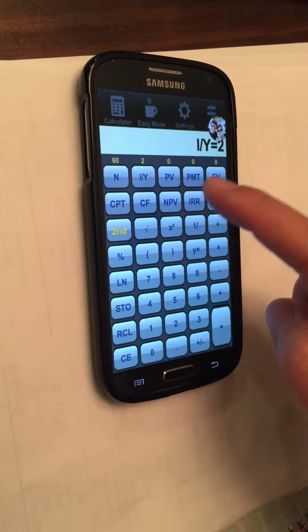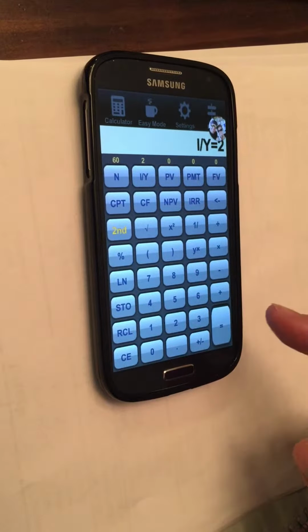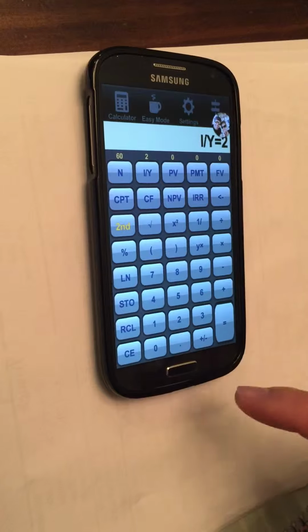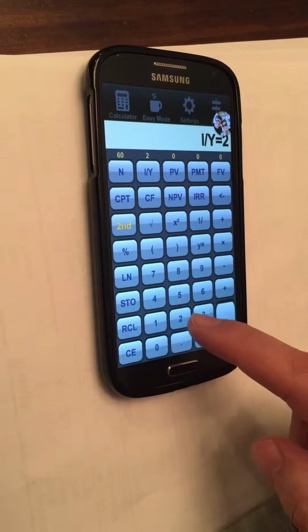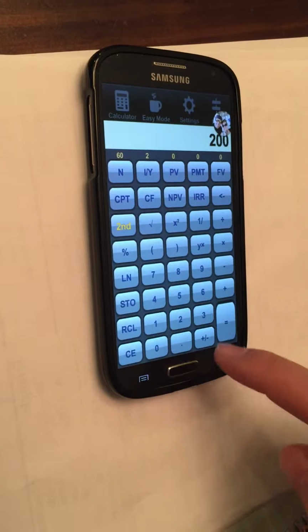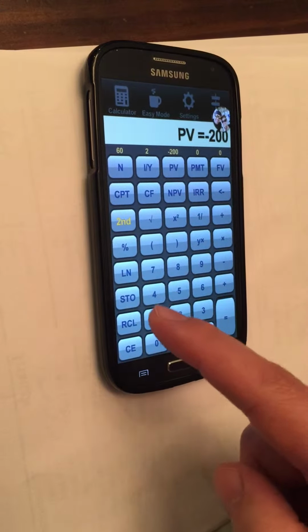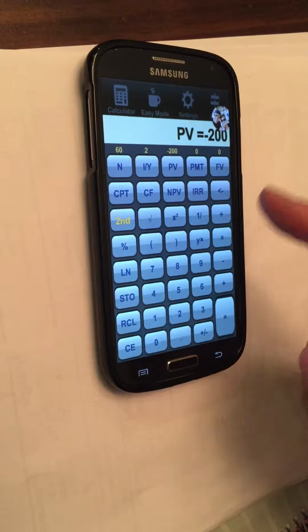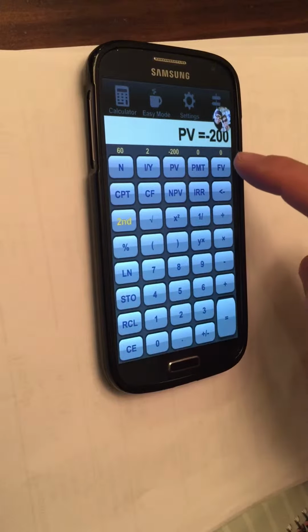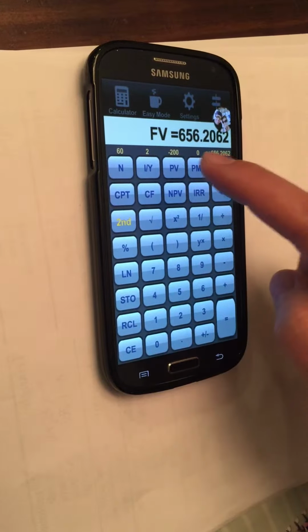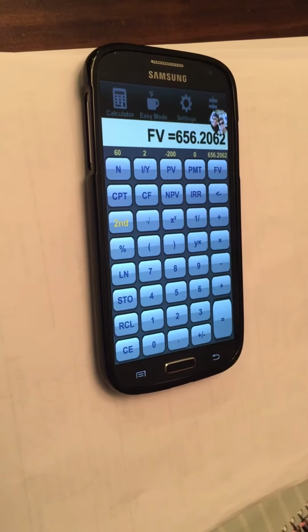My present value is the same as P on the question. It's 200. But when you're doing it in a financial calculator, you want to put it in as a negative value. So you put 200 negative, and you put that in as your present value, and that's the same as P. And then to get the answer, or the future value, you just press FV, and it gives you your answer, 656.